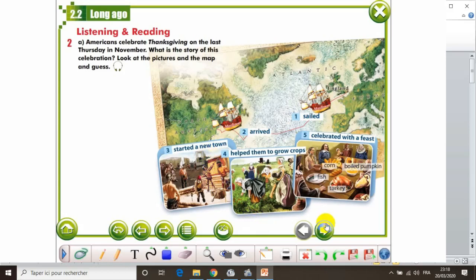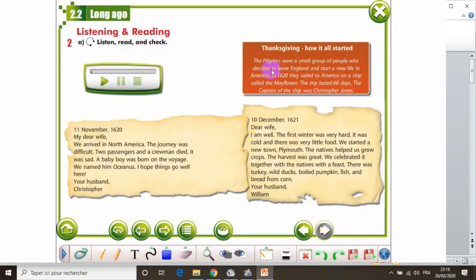Alright, we will see other things. Alright, here you have the text. Read and check. It's about your guesses. What is the story about? Listen and follow.